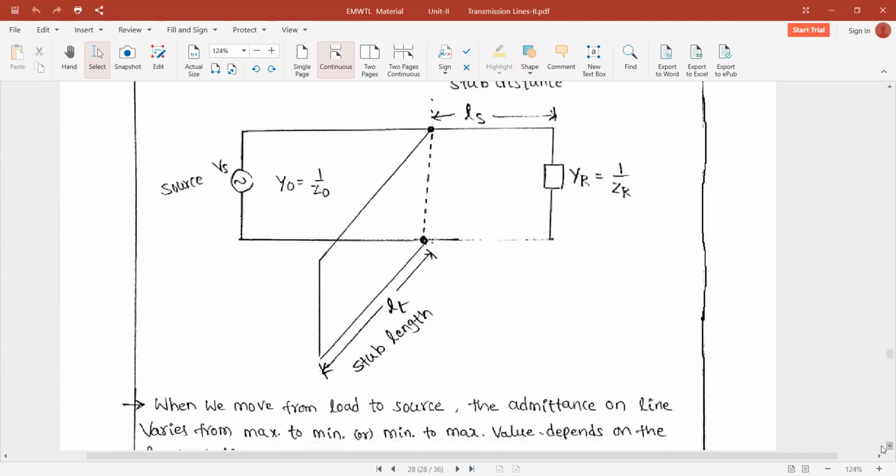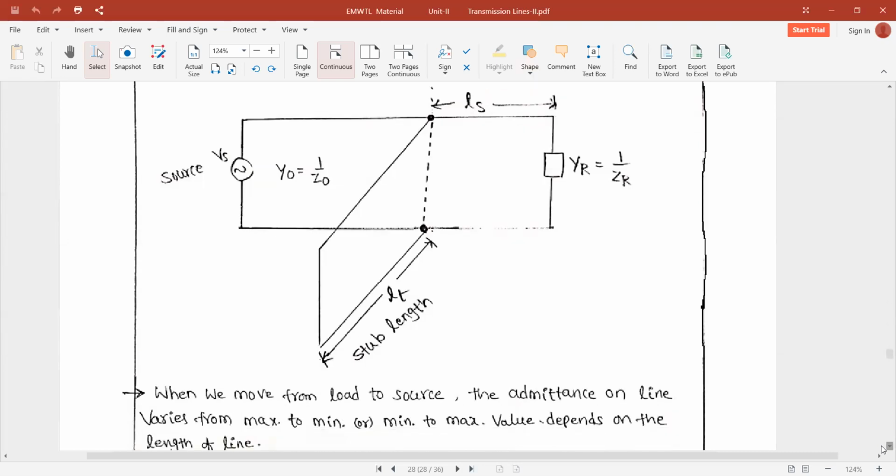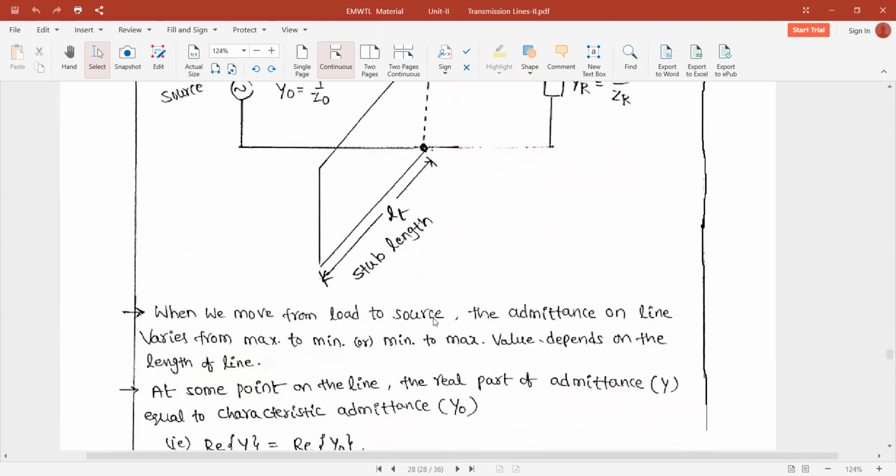LT is the stub length and LS is the stub distance. When we move from the load to the source, the impedance on the line varies from maximum to the minimum, or from the minimum to the maximum value, depending upon the length of the line. So what is the length of the line here? When we move from the load to the source, the impedance on the line varies from maximum to the minimum or the minimum to the maximum.